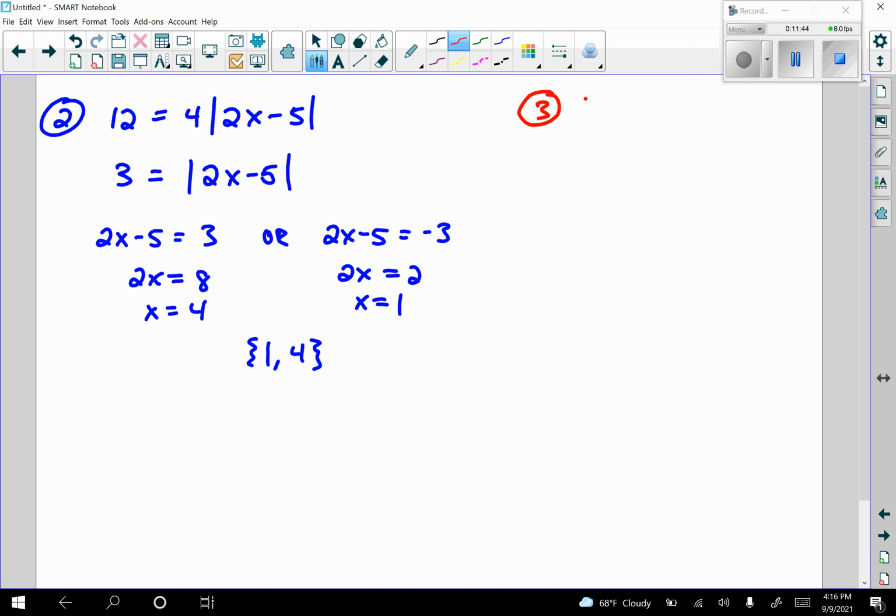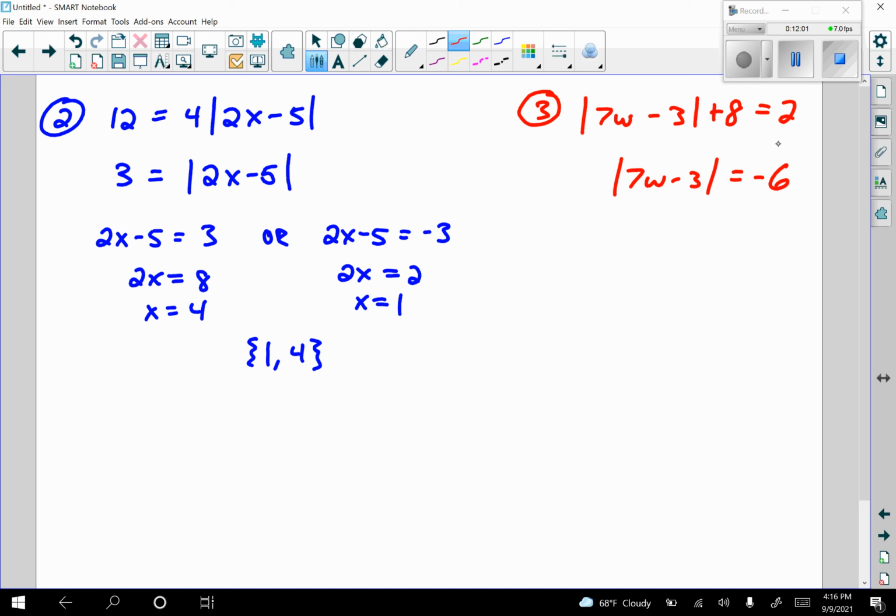Let's try this one here. Let's do absolute value of 7w minus 3 plus 8 is equal to 2. So very much like number 2, I have to get rid of whatever's outside. So I have to subtract 8 from both sides. And when I do that, I'm going to get a negative value here.